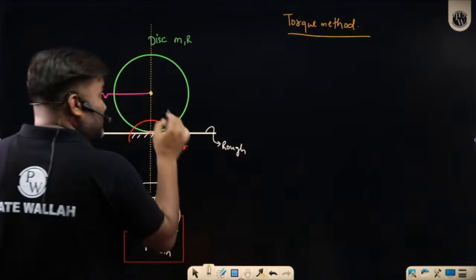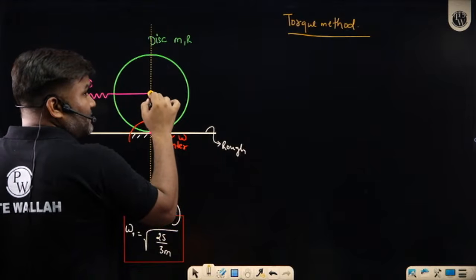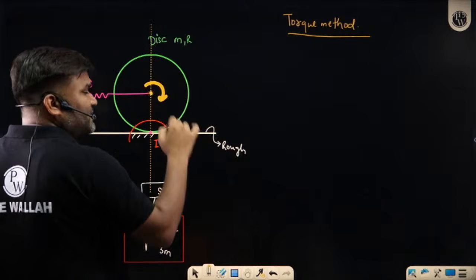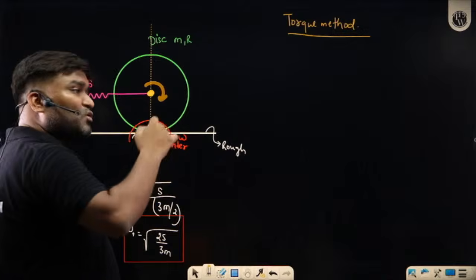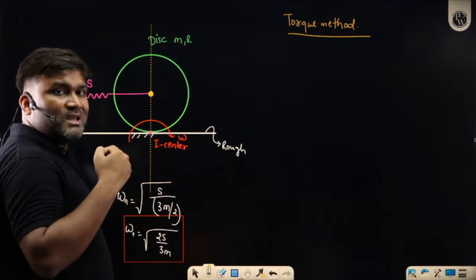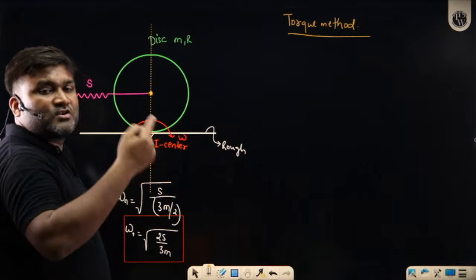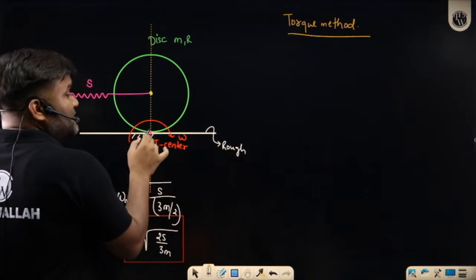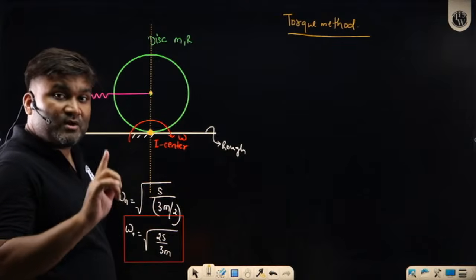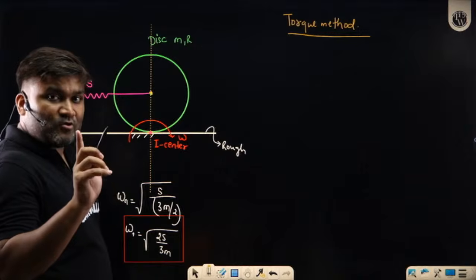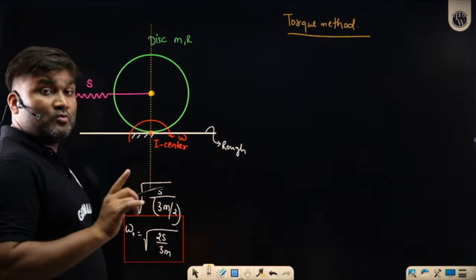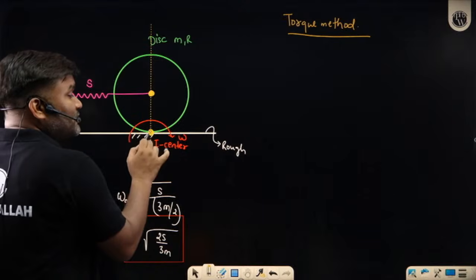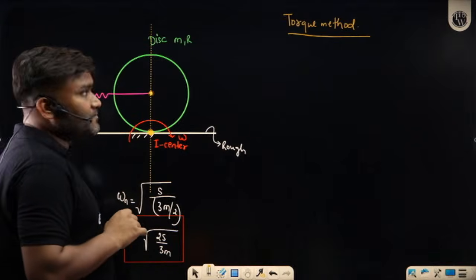See sir, rotation I can also see from here. If you are sitting here, obviously the body is rotating. But from here, pure rotation is not seen. The body is having general motion, translation and rotation also. Pure rotation is seen about this I center. So from the I center only we can apply the torque method. In the torque method I don't have any choice. Can I also apply from here? No. The torque method you must apply from this I center only.